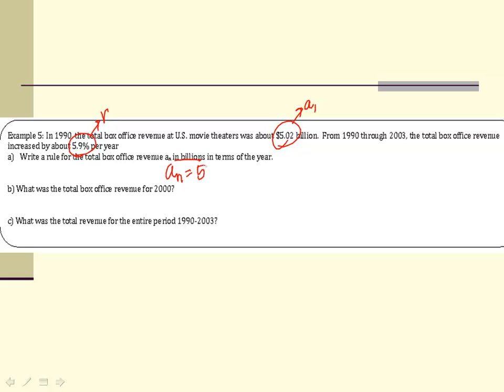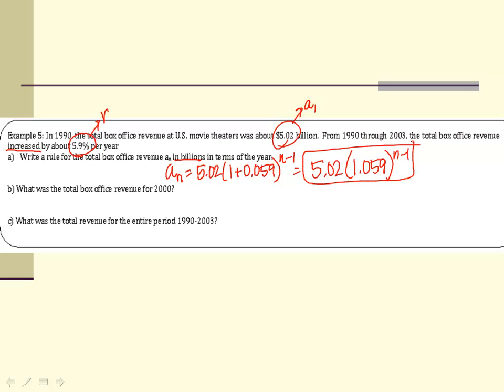a sub n equals my initial term. Now, we want to change our percent to a decimal. And because it's increasing, we want to say 1 plus 0.059 to the n minus 1. Now, if I write this out, let's do this a little bit different: 5.02 times 1.059 to the n minus 1. I like this one a little bit better because I don't really want to see the plus or minus. But you saw increasing, so you do 1 plus. That takes us back to chapter 7.